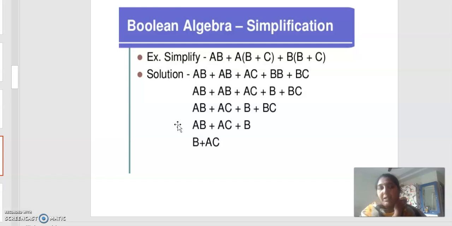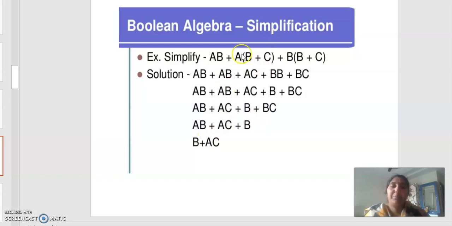Always, before implementing the circuit or any design, we should first write down the expressions in simplified form. By determining the simplified form, we can reduce the number of gates required for the circuit. Here we'll see some examples related to the simplification of Boolean expressions. If the expression is AB plus A into (B plus C) plus B into (B plus C), we should find the minimized expression.